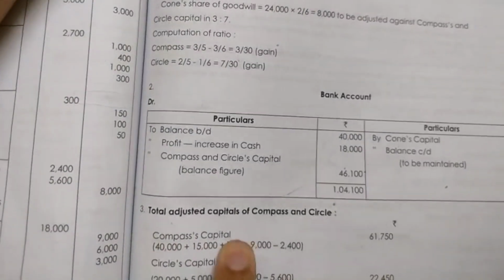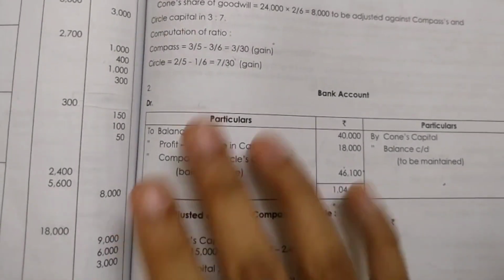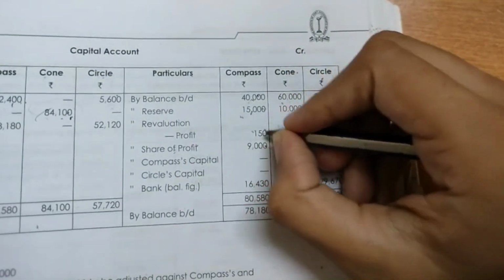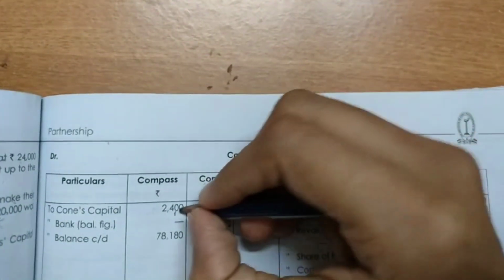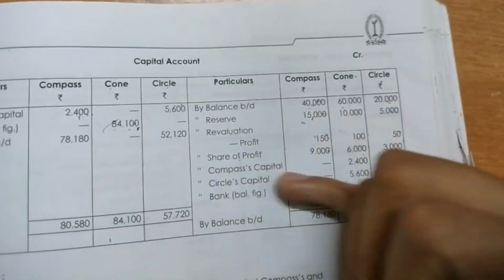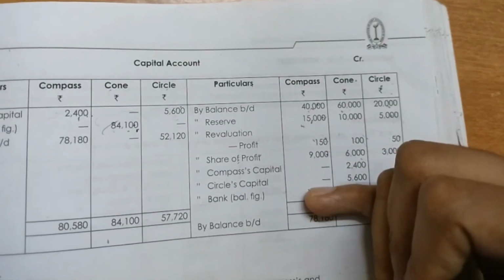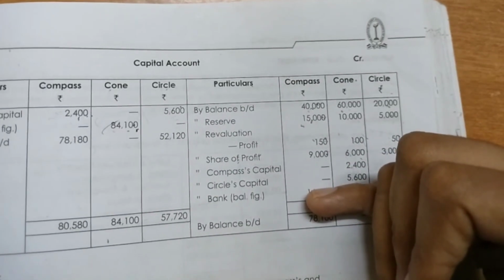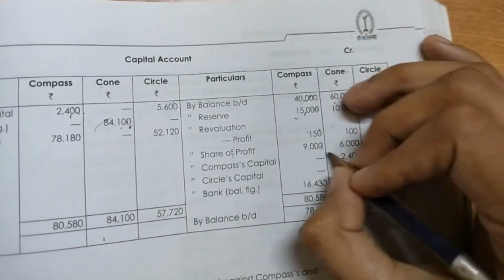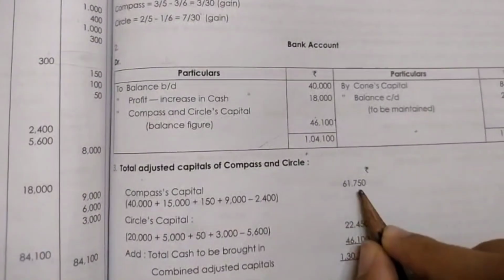Let's see that. Take Compass's capital. We have to find the closing balance of Compass. So for that we are taking 40,000 plus 15,000 plus 150 plus 9,000. Then minus 2,400. We have prepared the credit side only till here. So add all of these together, then subtract 2,400, and you will get 61,750 in the case of Compass.